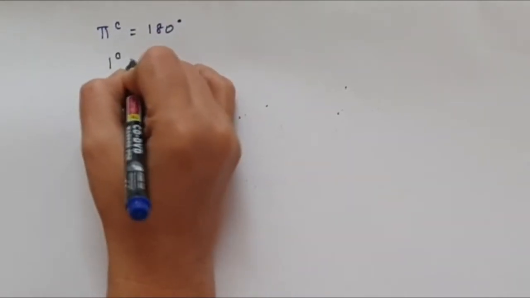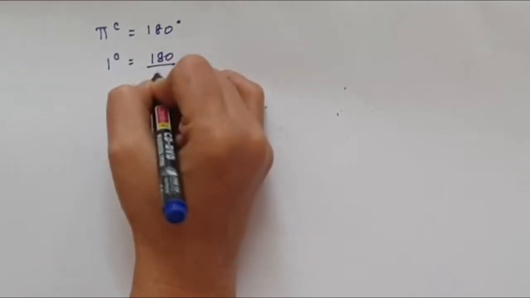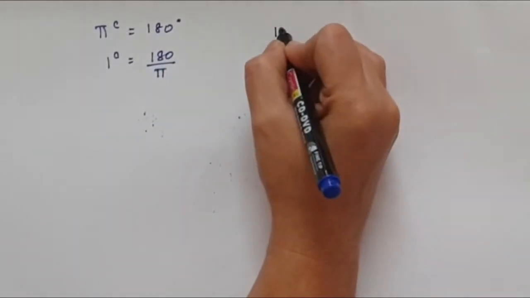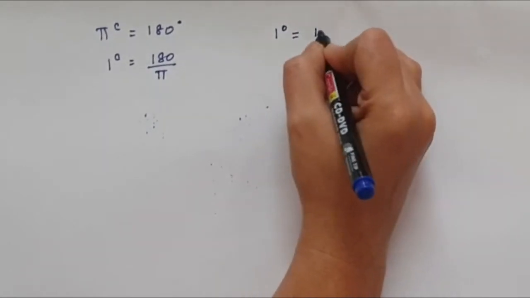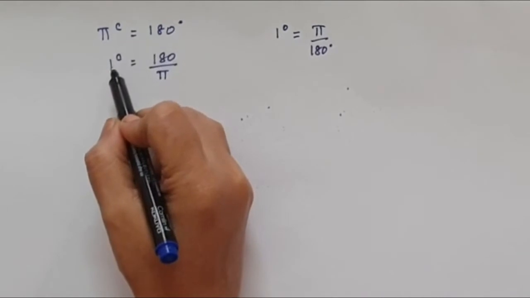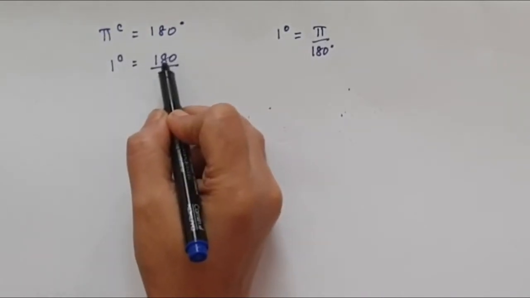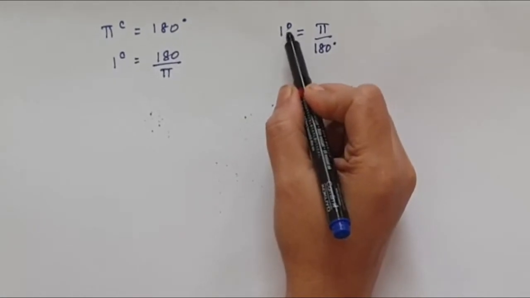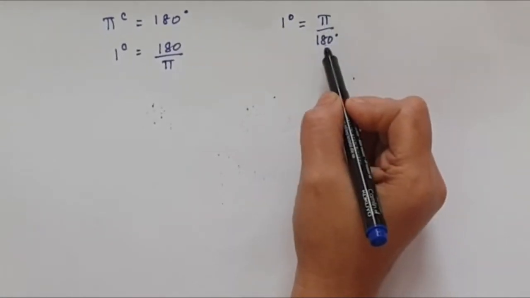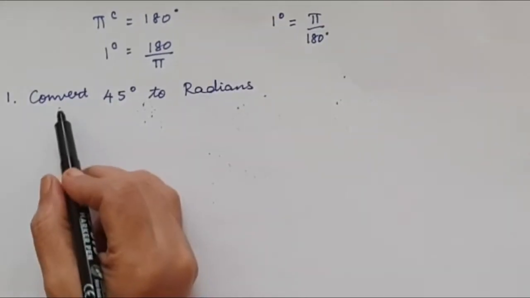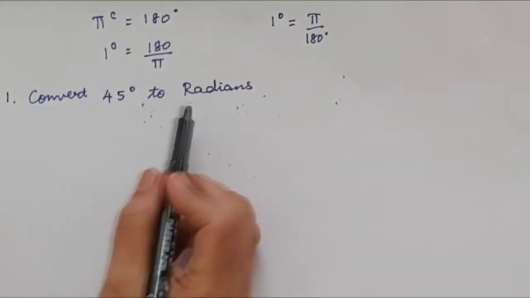So 1 radian will be equal to 180 divided by pi. In the same way, 1 degree will be equal to pi divided by 180. So when we convert into radians, we have pi on top and 180 in the denominator. If we have to convert into degrees, 180 will be in the numerator and pi in the denominator. Now our first question: convert 45 degrees to radians.